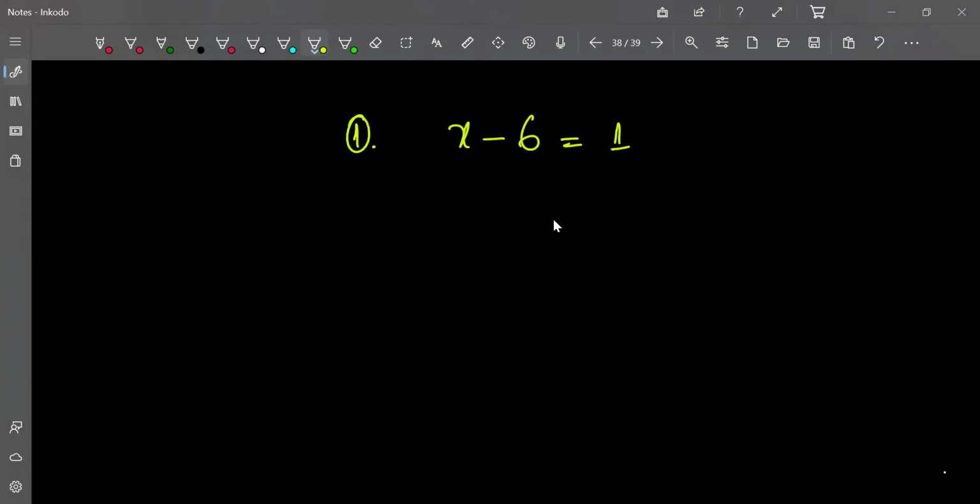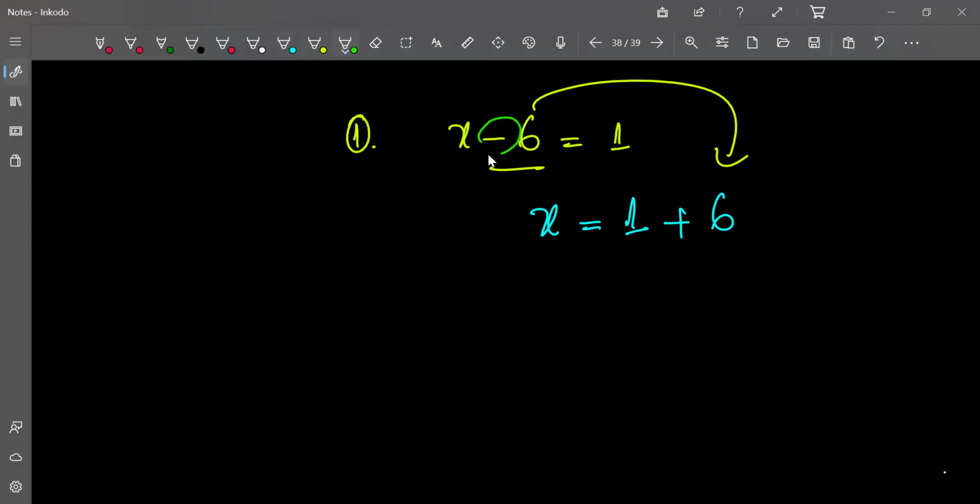So using this method, you need to transpose the term containing a number into the right side and the term containing the variable into the left side. So now I transpose negative 6 into the right side and change the sign of this term. It means on the left side we keep x and the right side becomes 1 plus 6. You see that? We change from negative into positive.